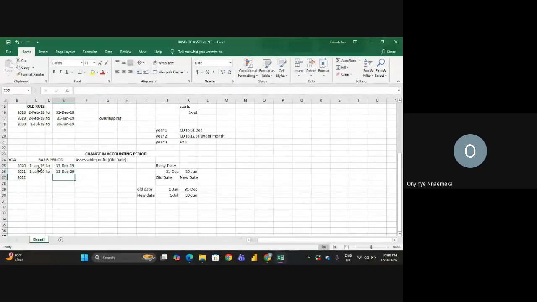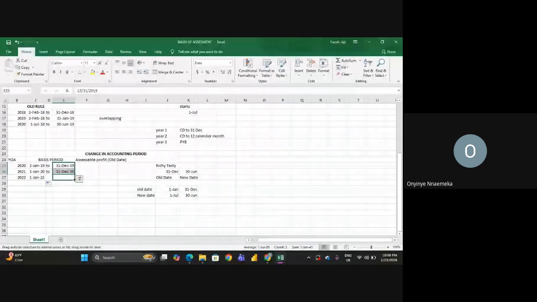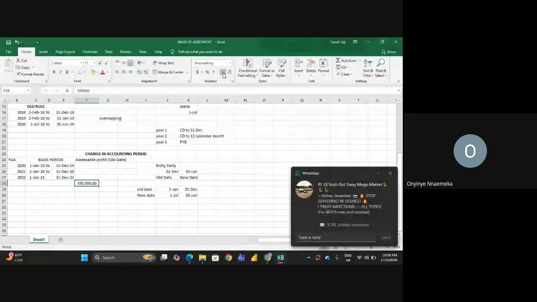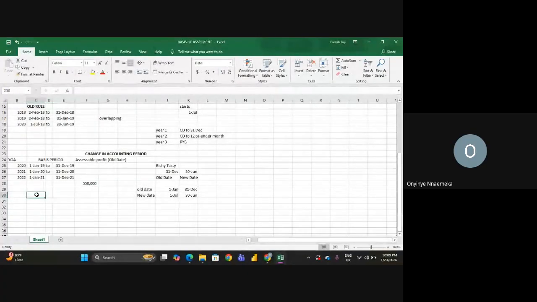Then same thing. I'm using Excel to teach you guys how to use it like that too. Okay, this is it. Simple as ABC. So whatever you now get in this accessible profit, you add it together. Let's assume that the addition of this one is 550,000. So now this is for the old date. Now let's do the new date.